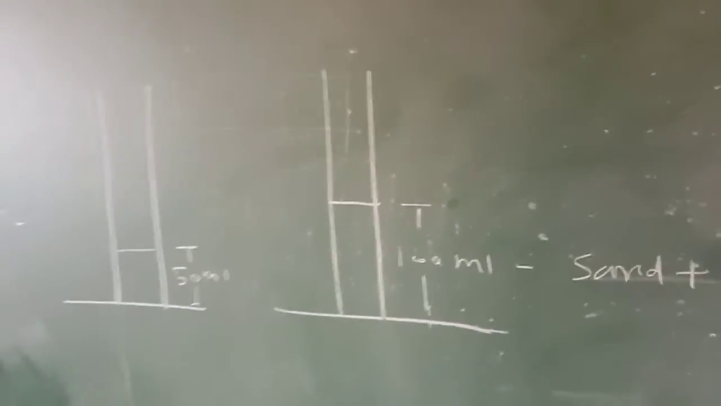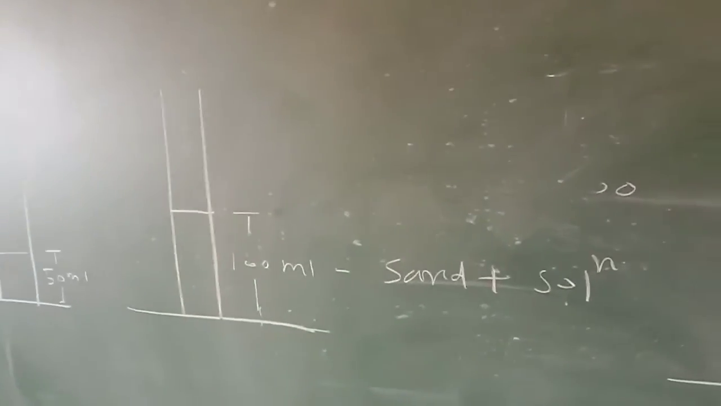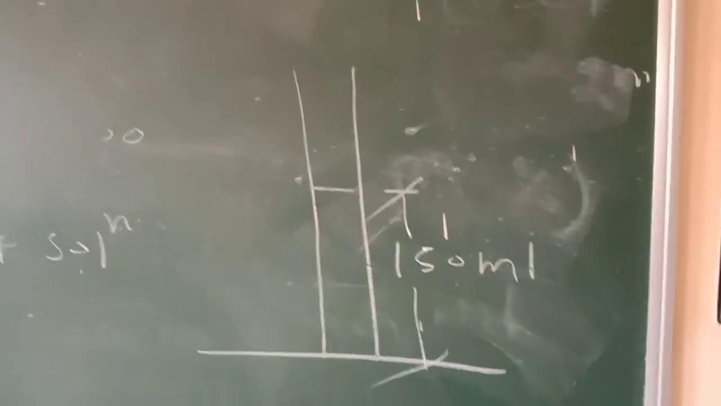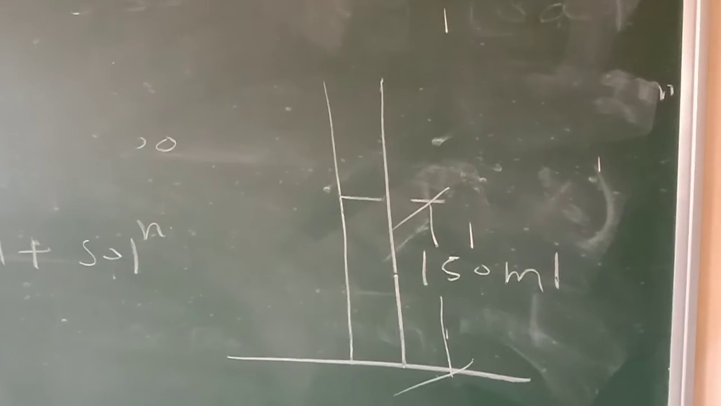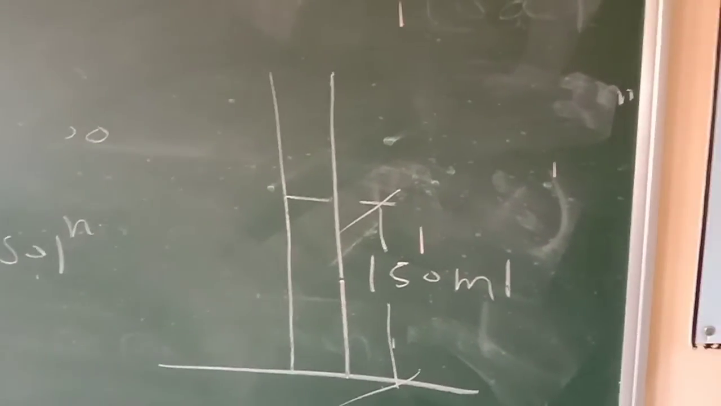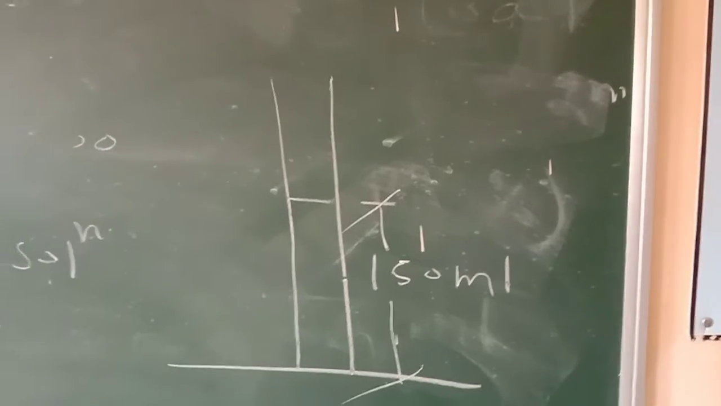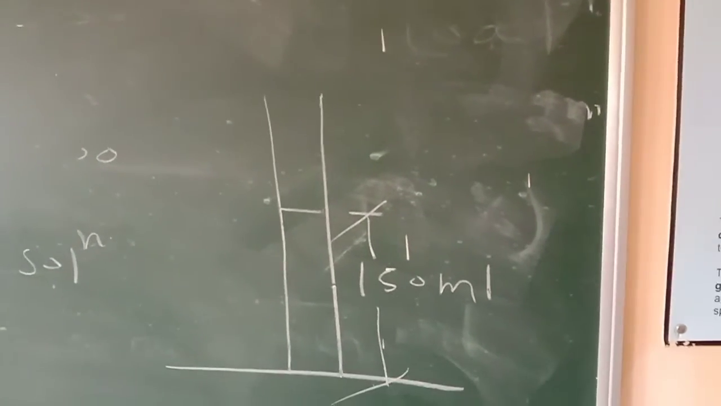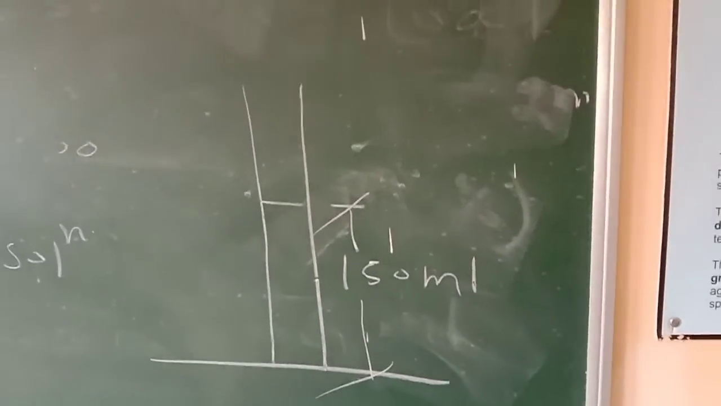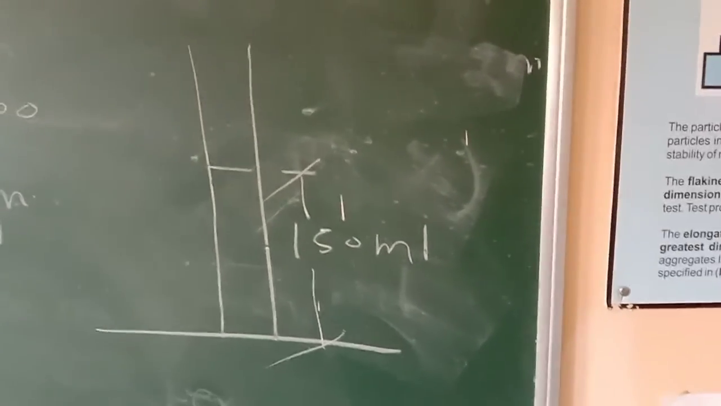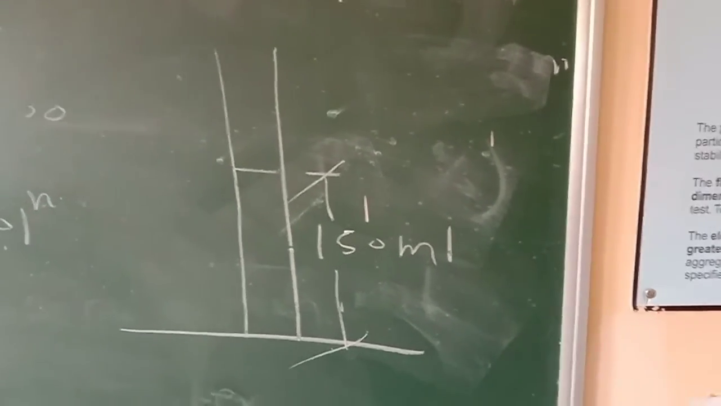After this you have to add another 50 ml of the remaining solution in that measuring cylinder. Then the level should come to 150 ml. So you have first added 50 ml of solution, then sand plus solution, and then finally another 50 ml of solution. So the final level is 150 ml, and you have to maintain the 150 ml.